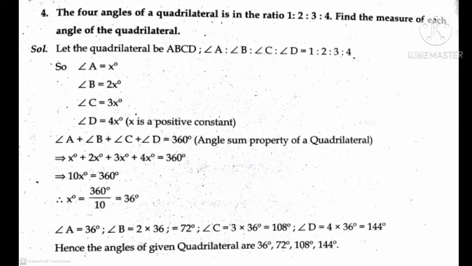Next, angle B is equal to 2x. x means 36. Two 36s are 72 degrees. Next, angle C is 3x. That means 3 into 36, that is equal to 108 degrees. Next, angle D is equal to 4x degrees. 4x means 4 into 36, that is equal to 144 degrees. Therefore, the four angles of the given quadrilateral are 36 degrees, 72 degrees, 108 degrees, and 144 degrees.